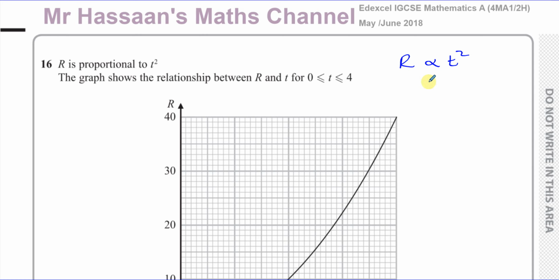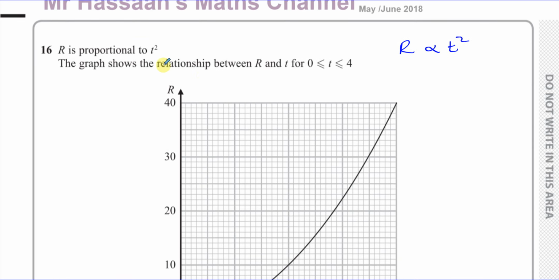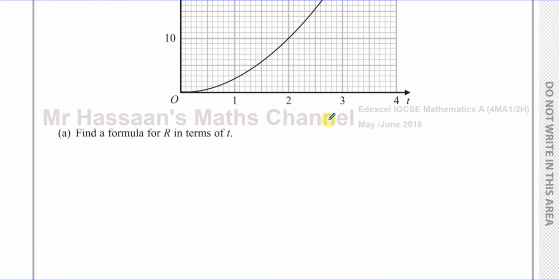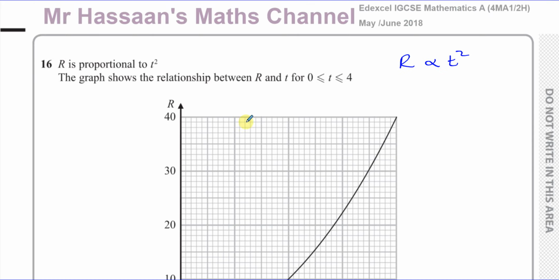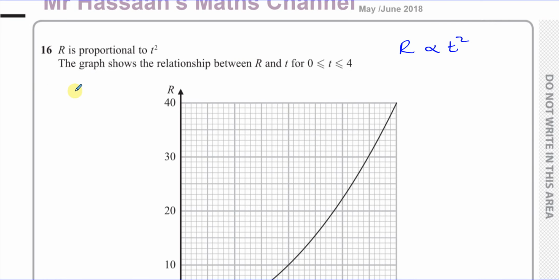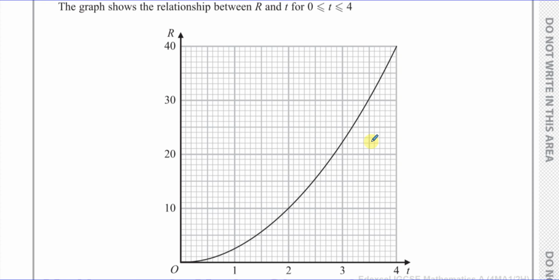Now, if something is proportional to something else, then it's equal to some constant times that thing. So if R is proportional to T squared, we can say R is equal to some constant, which we'll call K, times T squared. And if you want to find a formula for R in terms of T, this is not enough. We have to find the value of K if they give us further information about values of R and T. In this case, they didn't give us explicitly any values of R and T, but they did give us this graph from which we can read off values of R and T.